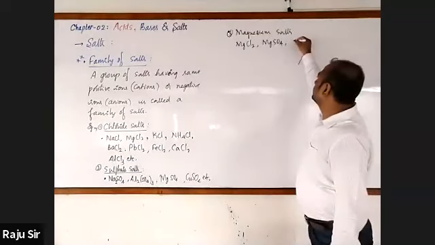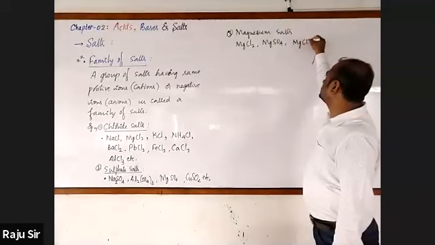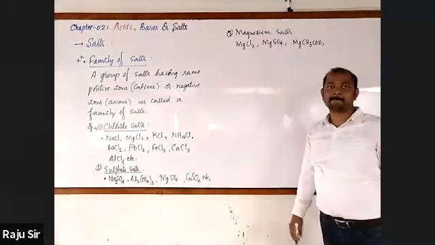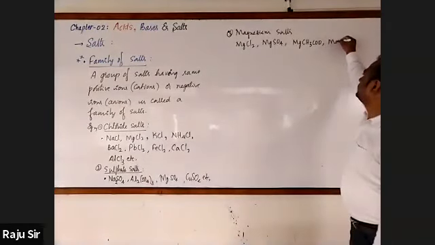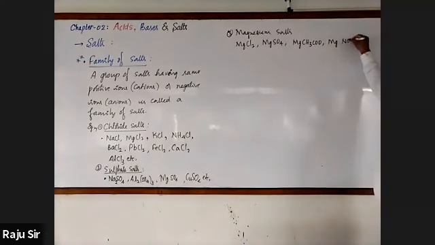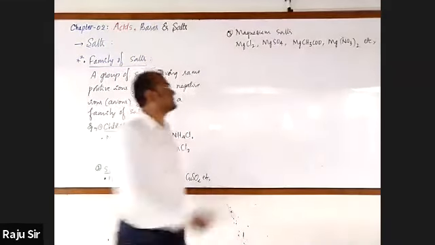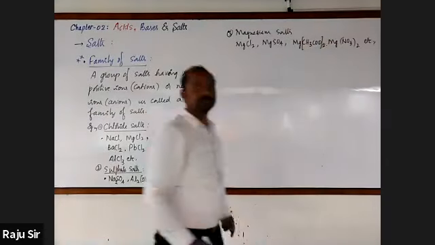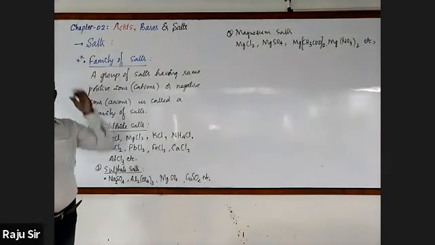Magnesium acetate, Mg(CH3COO)2. Magnesium nitrate, Mg(NO3)2. These are a few examples for the family of magnesium salts.